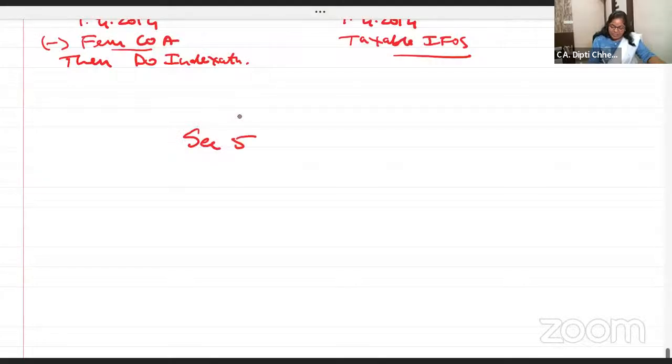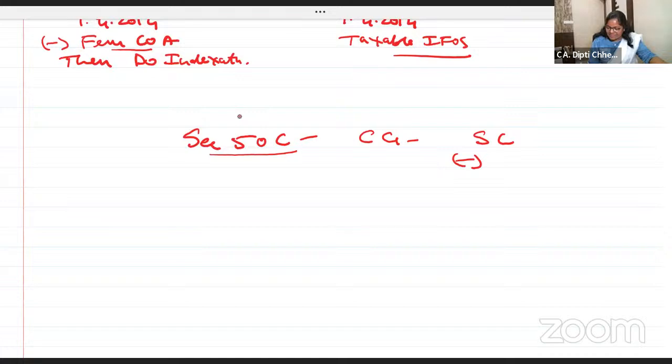Okay, I'll give some example here. We are in section 50C. Section 50 is saying that in the capital gain chapter, when you do sale consideration minus the indexed cost of acquisition, you get long-term capital gain and then some exemption.